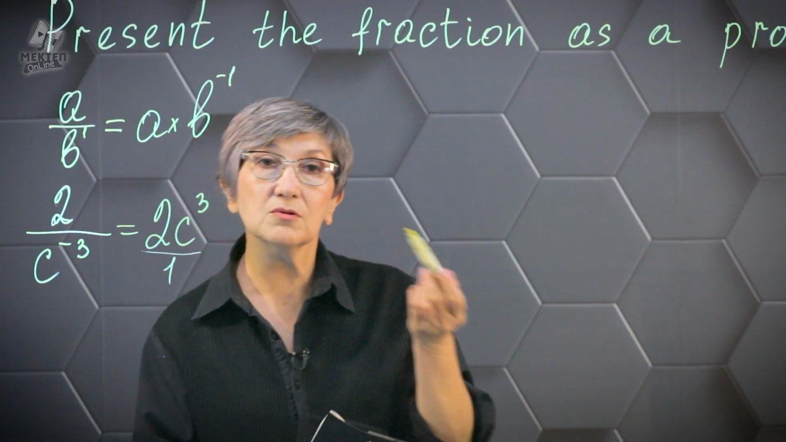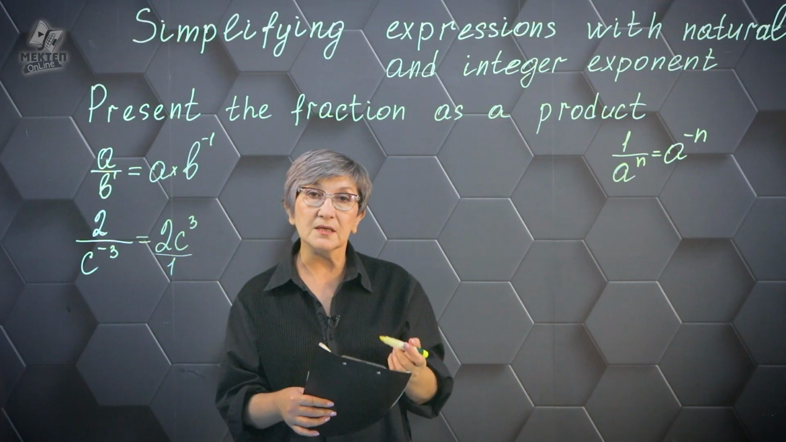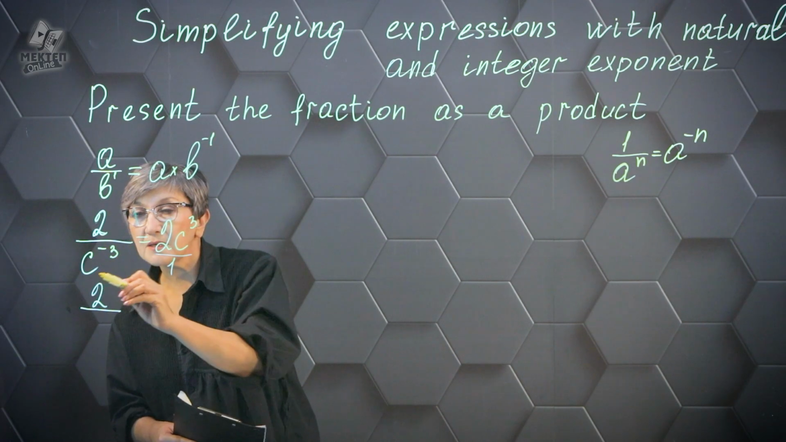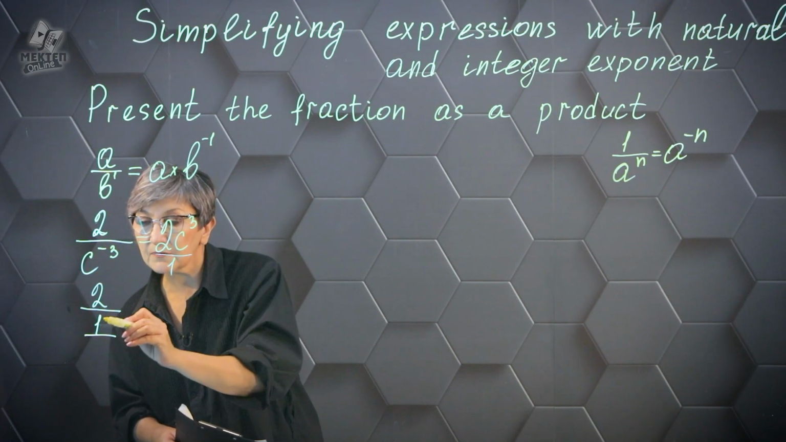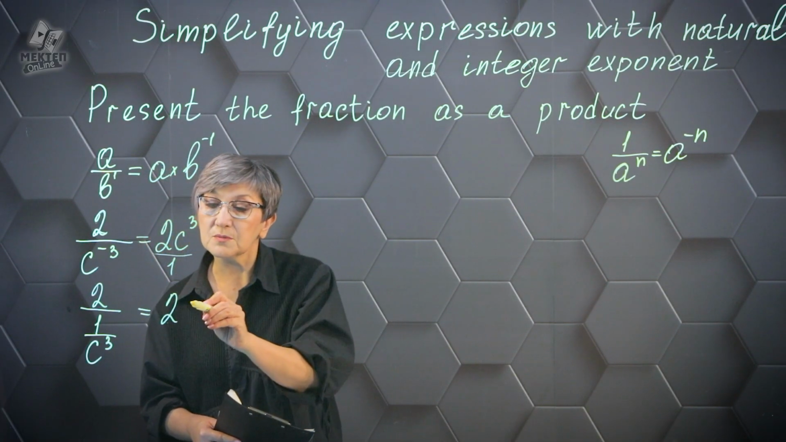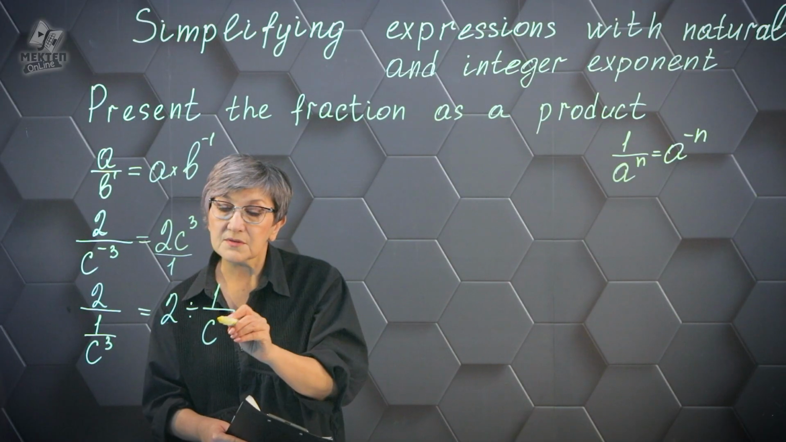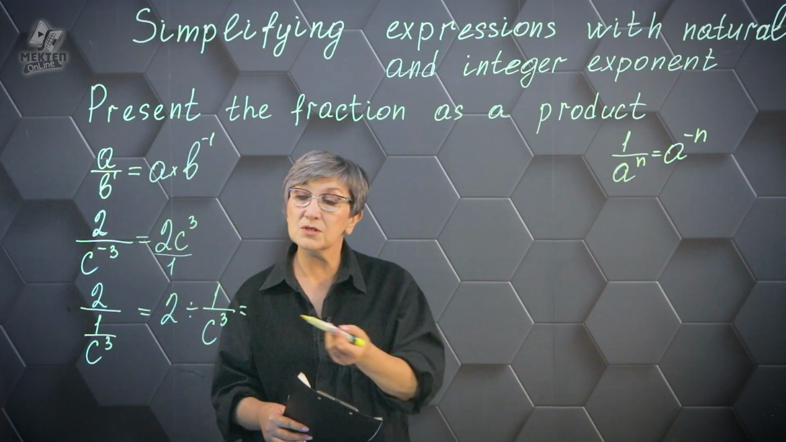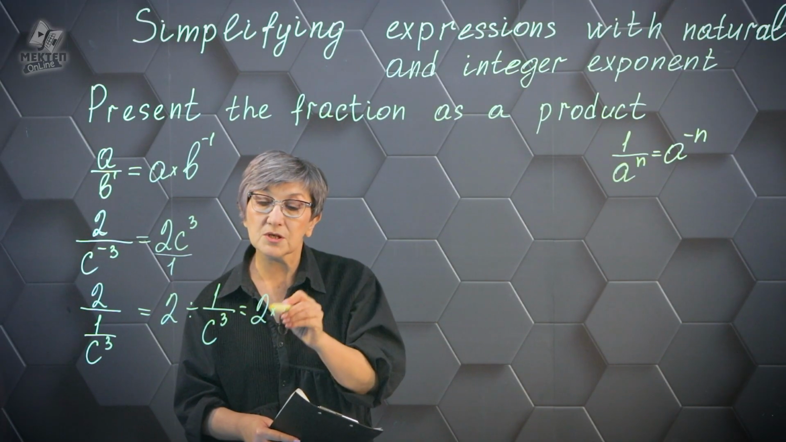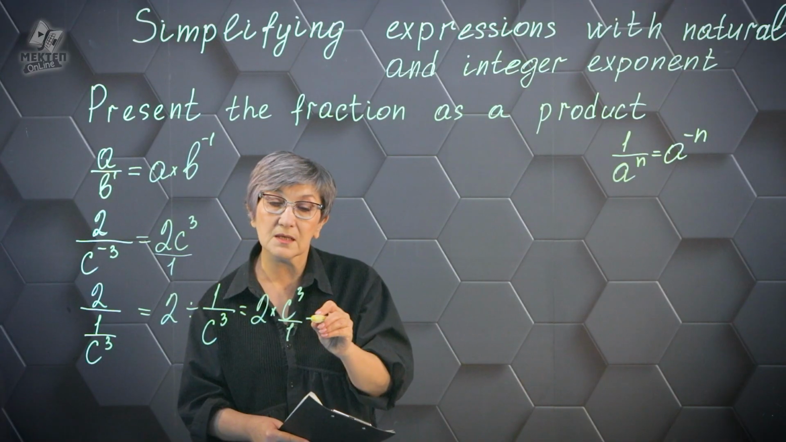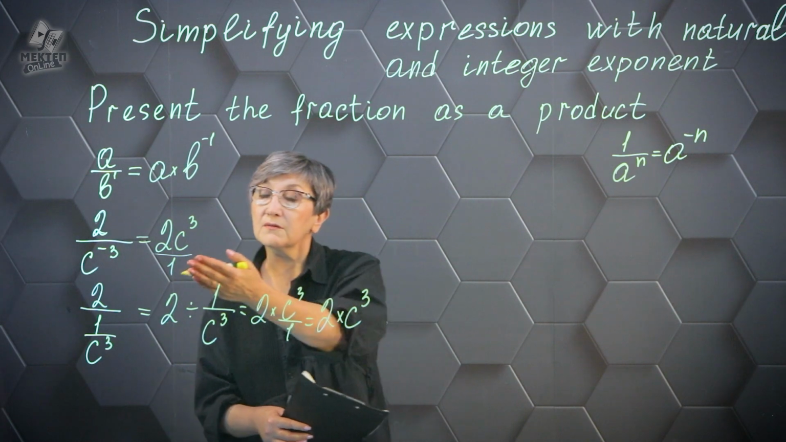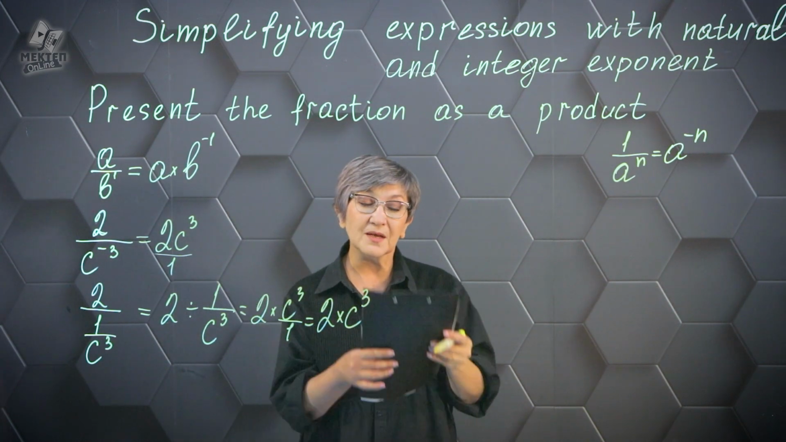We can solve this example in another way. I'll write 2 divided by c to the power of minus 3. We apply our definition. As a result, we get 1 divided by c to the power of 3. Now let's write 2 divided by 1, and in the denominator, c to the power of 3. And then, according to the rule for dividing by a fractional number, we need to flip it. And as a result, we get 2 times c to the power of 3 divided by 1. And in the answer, we write 2c to the power of 3. As you can see, we have the same answer.